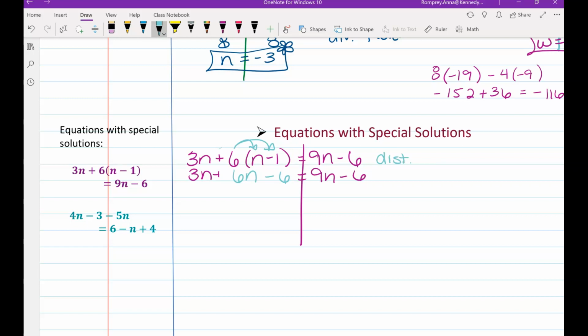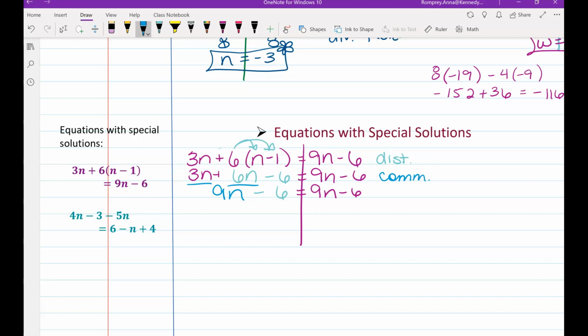Now we're going to see if we can combine any like terms. On the left side I have a 3n and a 6n. So we have 9n minus 6 equals, and then 9n and a negative 6. Those are not like terms, so we just keep them. We use the commutative property to combine like terms.